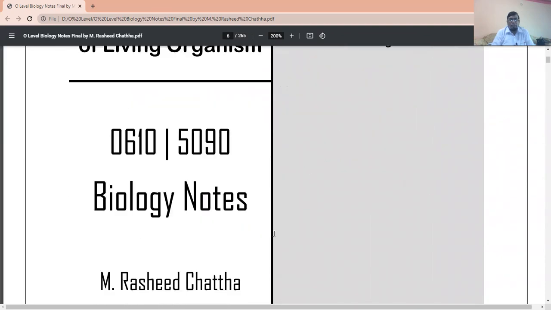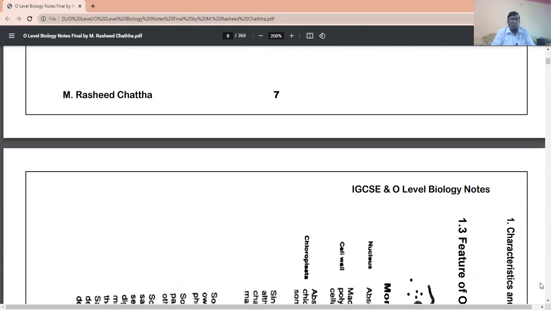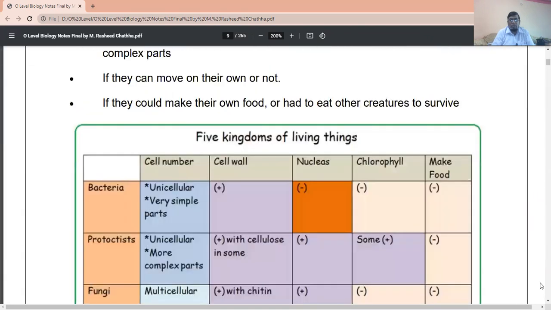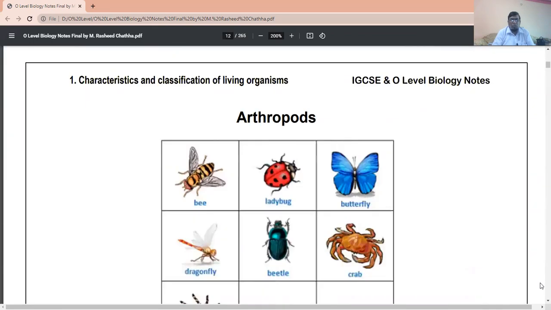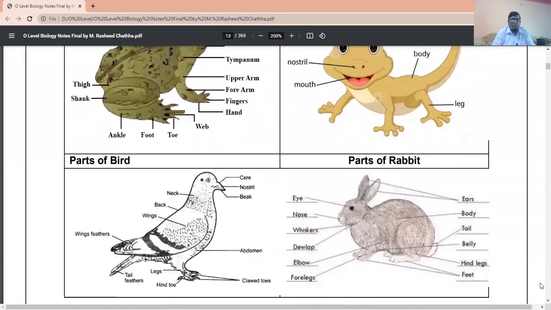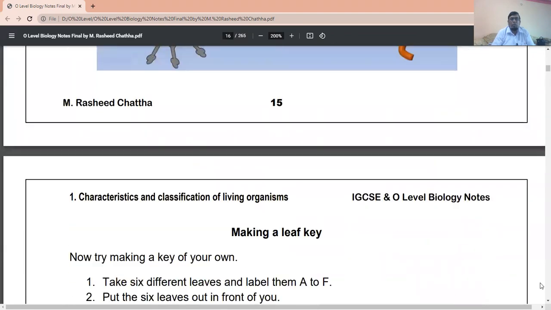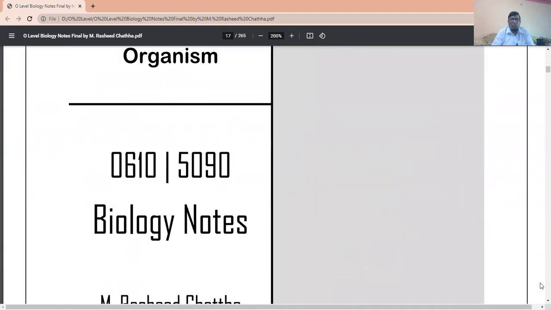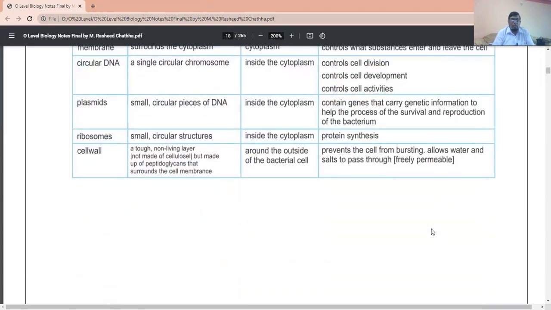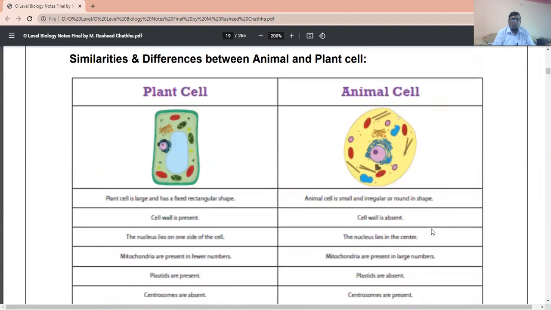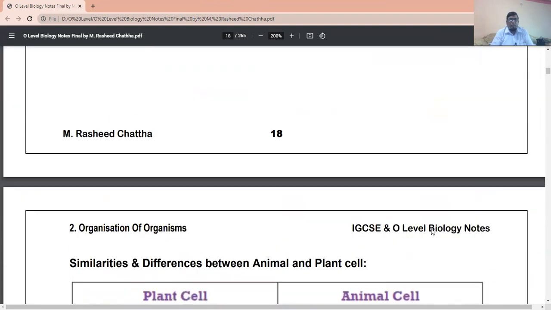Okay, dear students, in the first chapter, we have studied characteristics and classification of living organisms, and it was about a 25 minute lecture. The second lecture was about 7 minutes, which was about the cell structure and cell organelles. And now it's the third lecture, which is the similarities and differences between animal and plant cells.